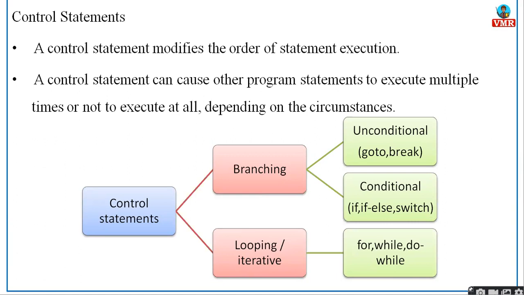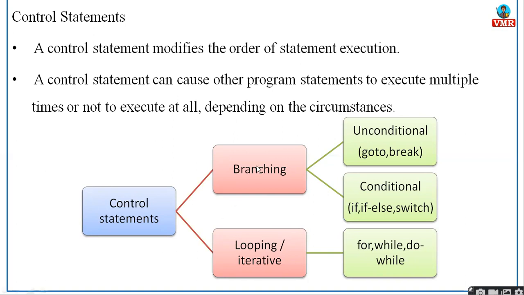The first two types are branching and looping or iterative. Branching is divided into two types, that is conditional and unconditional. Coming to loop or iterative, you will have repetition of statements. A control statement modifies the order of statement execution. As I said, control is nothing but how you are moving statement by statement in your program.